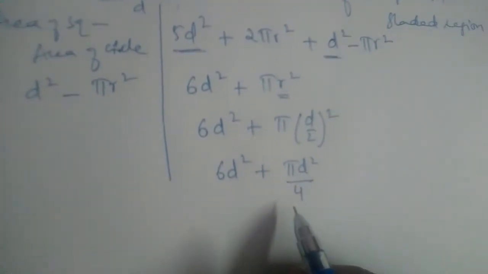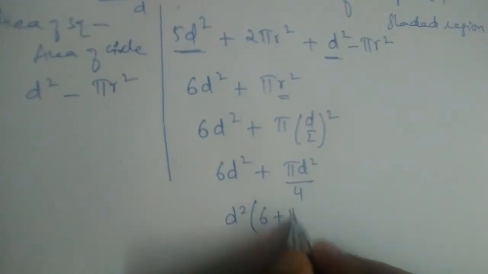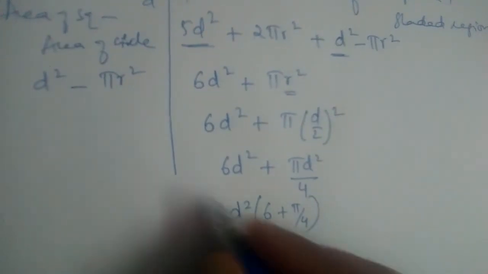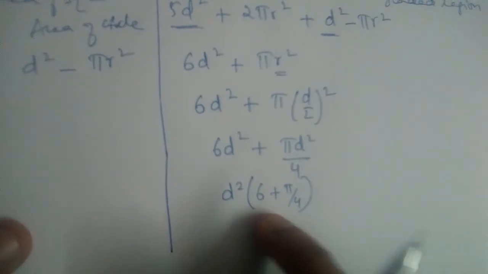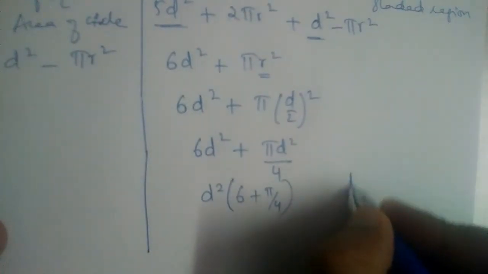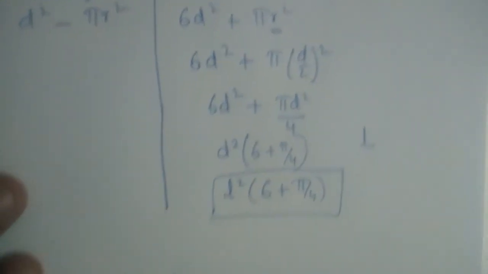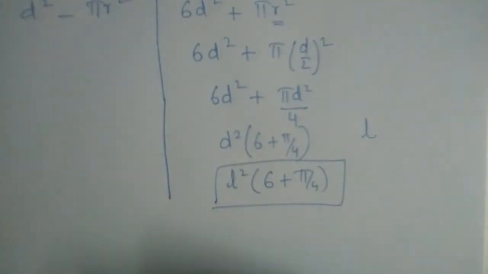What can we take common from here? We can take d square common, right? D square, so 6 plus pi by 4. So we took the diameter as d. That's why we got the answer as d square into 6 plus pi by 4. If we had taken it as L, the answer would be L square into 6 plus pi by 4. This is given in the textbook, right? Only the variable is changing. We took d in place of L.